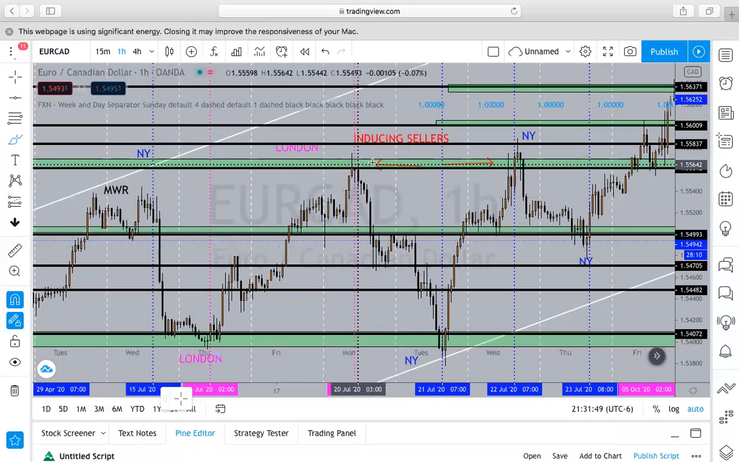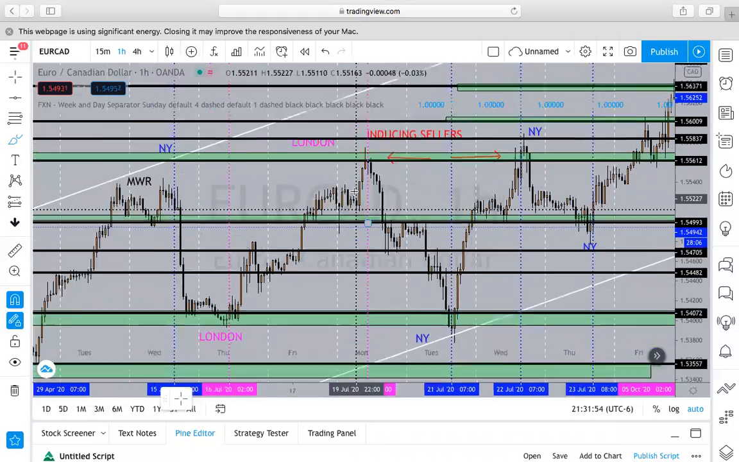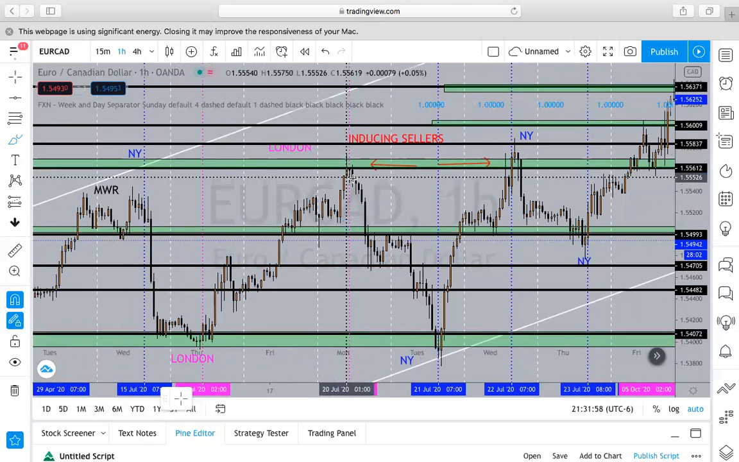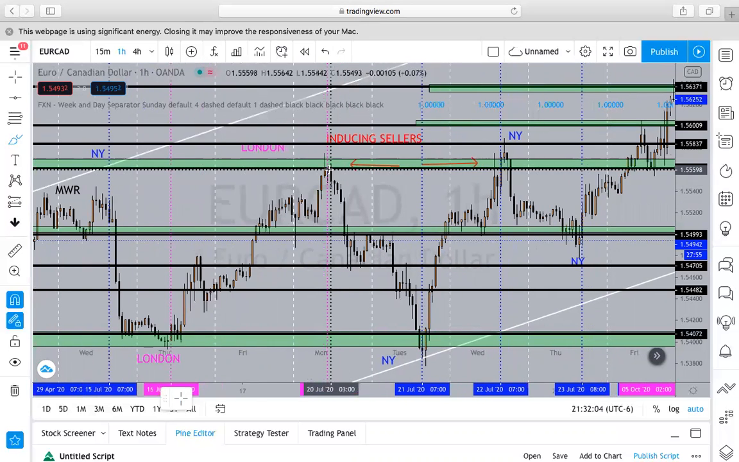But like I said, we know what's going on. We sold this too, but we know what's going on. We know the buyers are in control. So you have to understand the market structure at the same time. You have to understand manipulation. Otherwise, you're going to just continually lose money. So buyers in control, they're inducing the sellers at this point. Comes up again. New York session, like I said, brings it up.